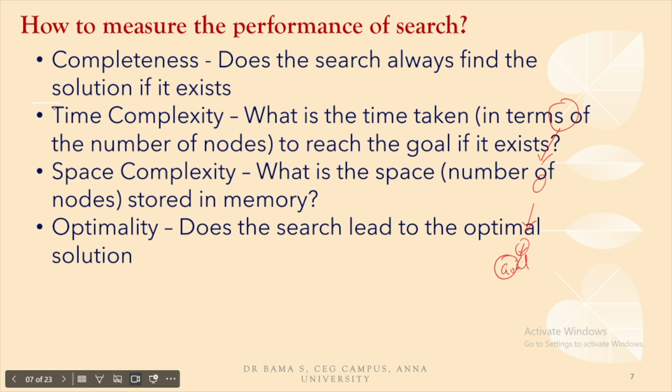And the fourth performance measure is optimality: does the search always lead to an optimal solution? In some cases it may not lead to an optimal solution, which we will also cover in this course, particularly in module 5 or 6, where we will discuss optimality in much more detail.